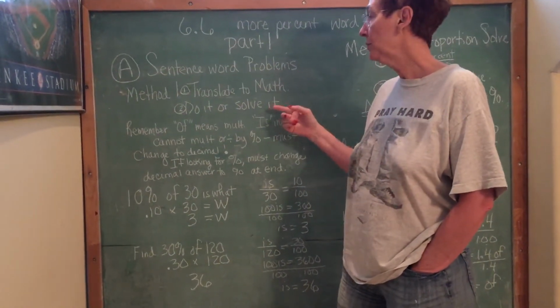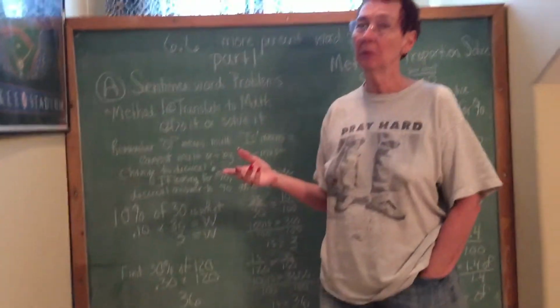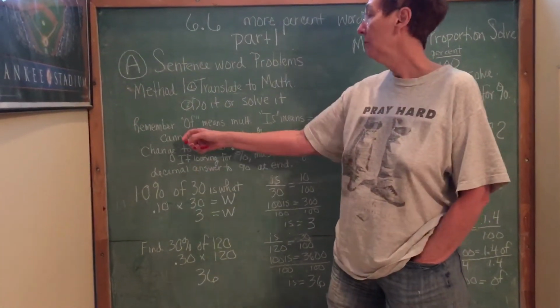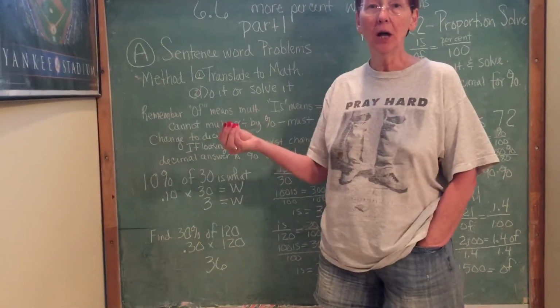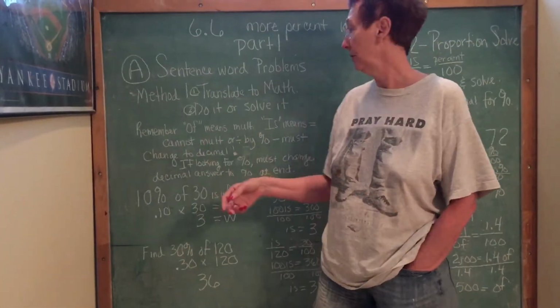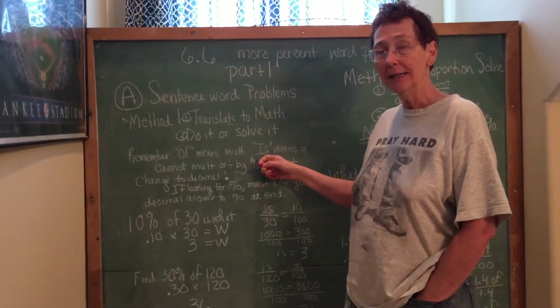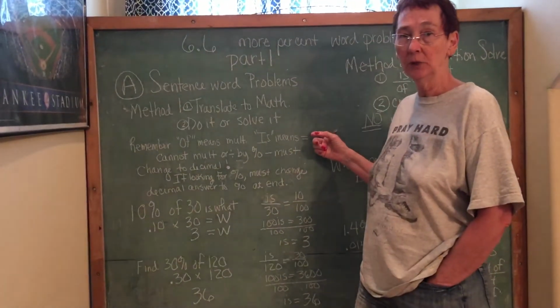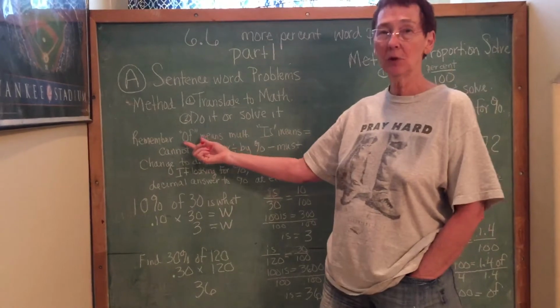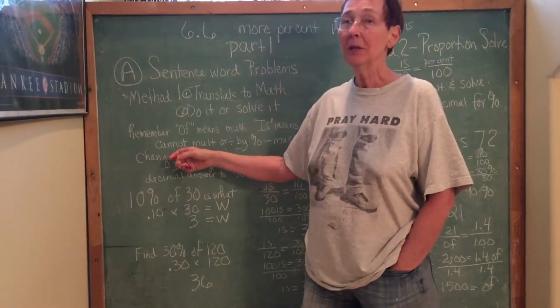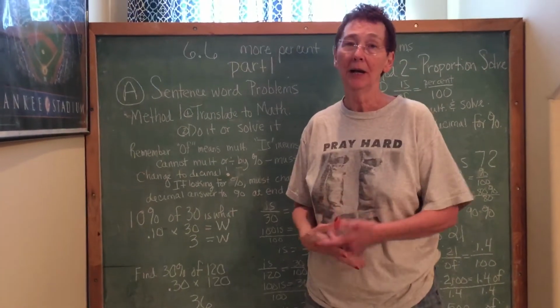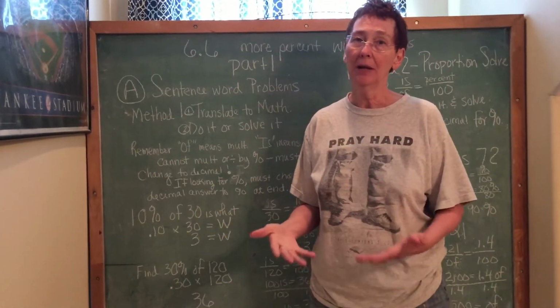Now, in order to turn it into an equation, we have to remember what our math words mean. Remember that of means to multiply. So every place you see the word of, that's where you put your multiplication symbol. And remember that is means where your equal sign would go. Now, remember, you cannot multiply by a percent, nor can you divide by a percent.